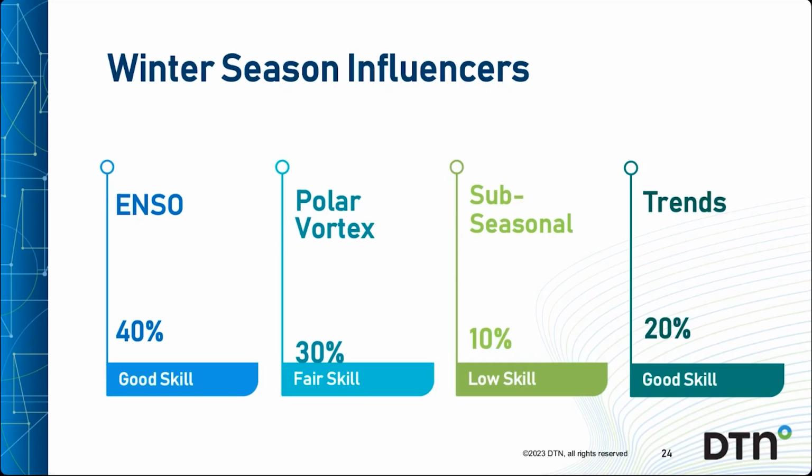Other subseasonal factors like snow cover and the MJO have pretty low skill, especially this far in advance, of course, and a low contribution. And then there are the trends of what's happened in the last few years or 5 or 10 year periods, which have pretty good skill.